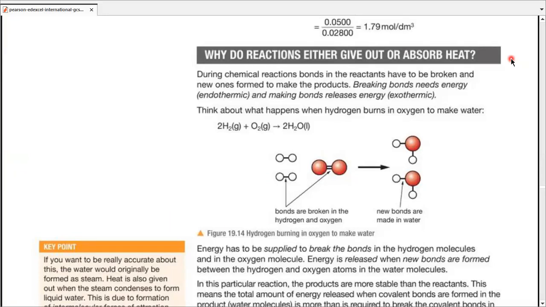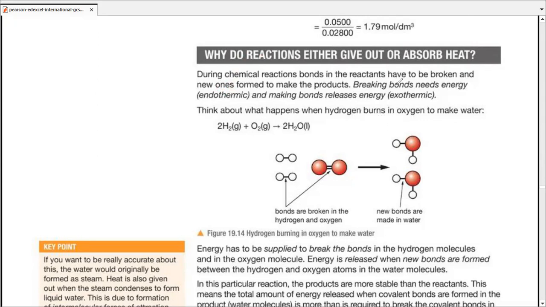So why do chemical reactions either give out or absorb heat? Why do we have to essentially bifurcate them into exothermic or endothermic reactions? Now, this bifurcation is essential since in every chemical reaction, the bonds have to be broken in the reactants and the new bonds have to be formed in the products. Every chemical reaction is actually composed of these two steps.